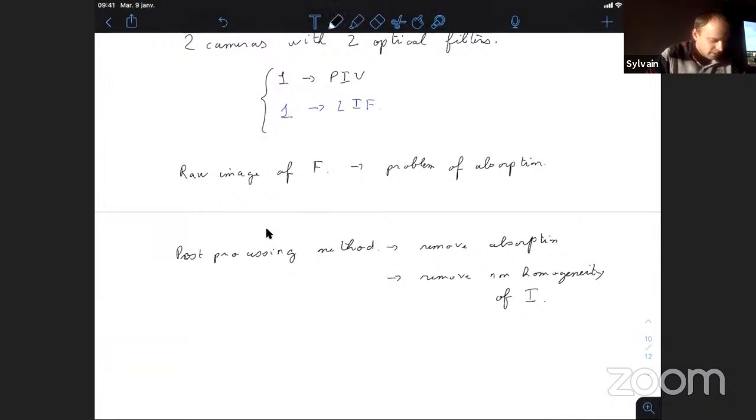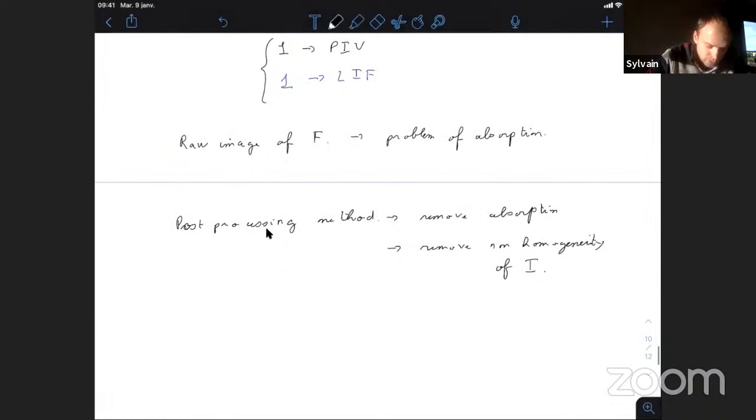So when I say that it seems complicated, it's not easy to do. You need to be very careful to do this post-processing correctly. So that's why this method is not so easy to implement.